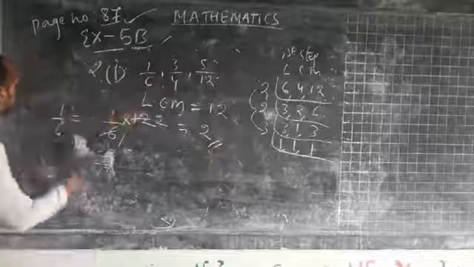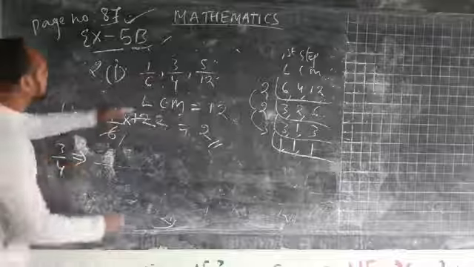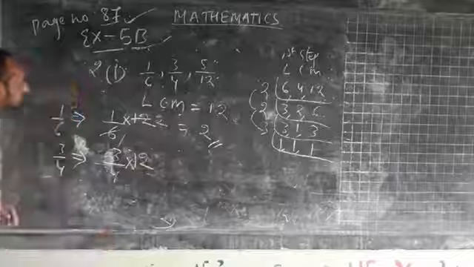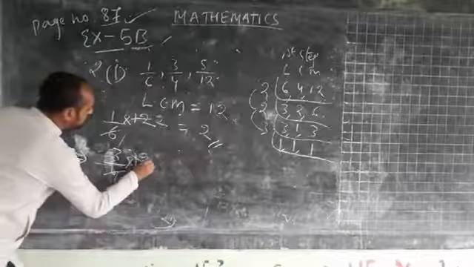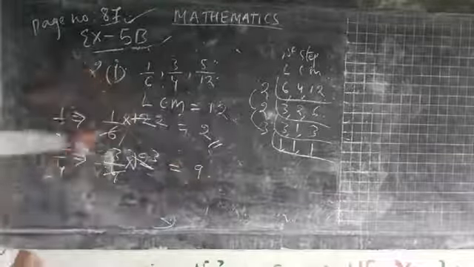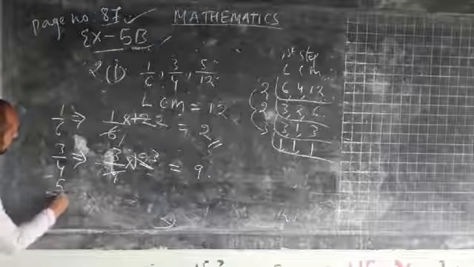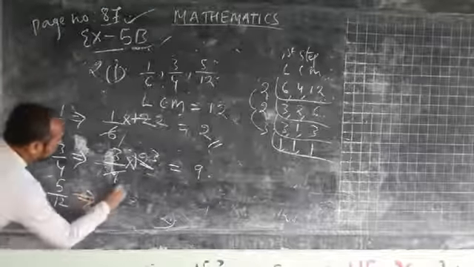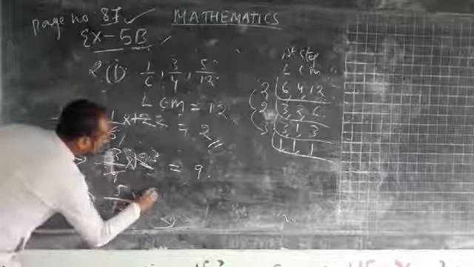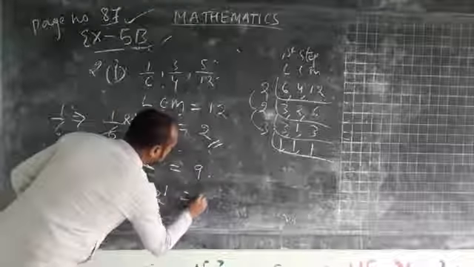Now for the second one, 3 by 4, we can multiply with 12 again. So 4 1s are 4, 4 3s are 12. So here 3 3s are 9. We are getting 9. Now for the third one, 5 by 12, we can do similarly: 5 by 12 into the LCM, 12. So 12 ones are 12, 12 ones are 12. So here we are getting 5.